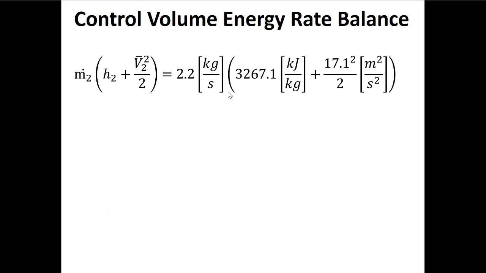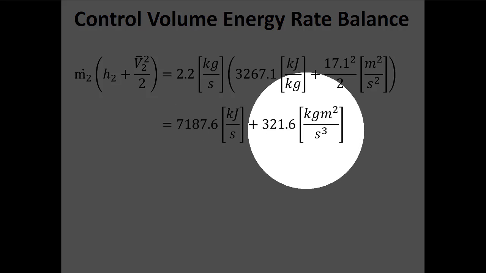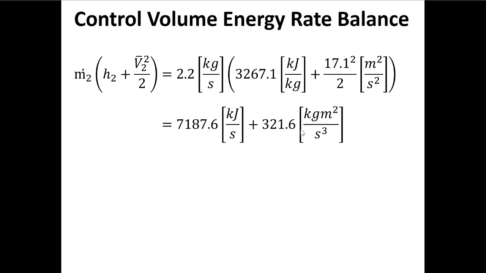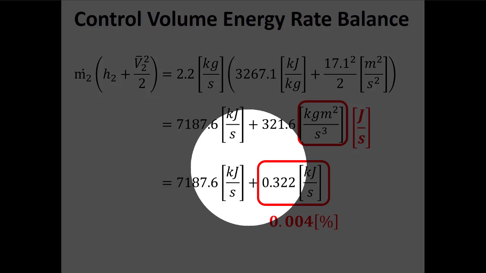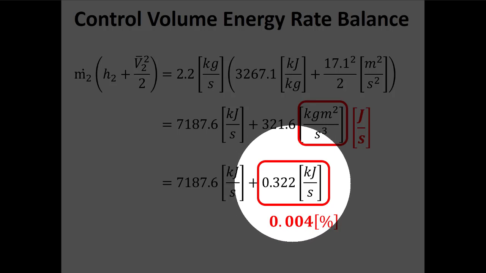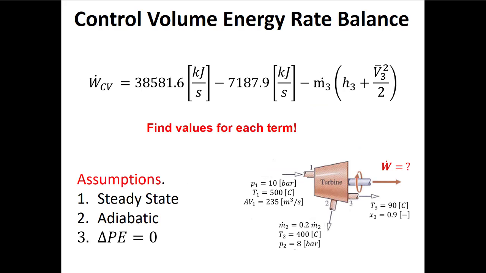So again, I know the mass flow rate. I looked up H. I know velocity at 2. This is the same calculation that we had before. We'll get different numbers, but we still have the wrong units here in the kinetic energy term. This will basically always be the case. So this is really joules per second. We're going to divide by 1,000, and we're going to get kilojoules per second. So again, we're dominated here by the enthalpy term, and the kinetic energy term is very, very small, 0.004% of the total power here at state 2.